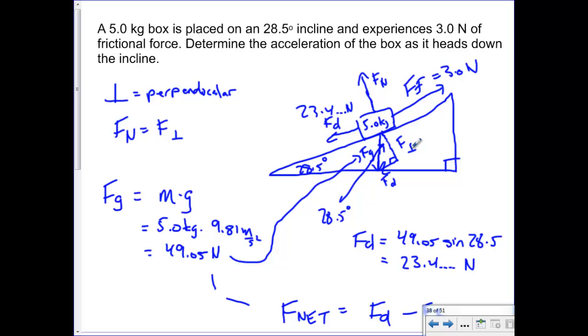Again, I don't care whether you call it F smiley face, Fy, Fn, F perpendicular. I don't care. Just make sure I can understand it, and make sure you can keep track because you've got numbers everywhere.